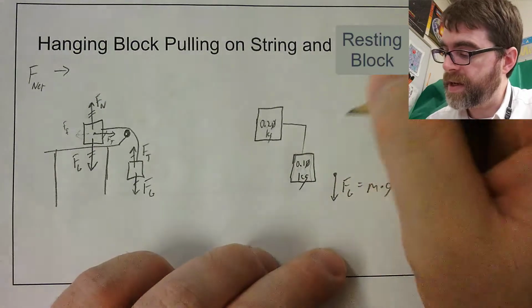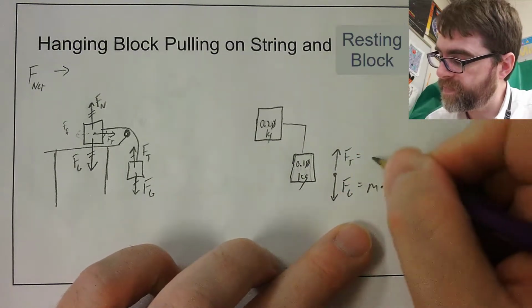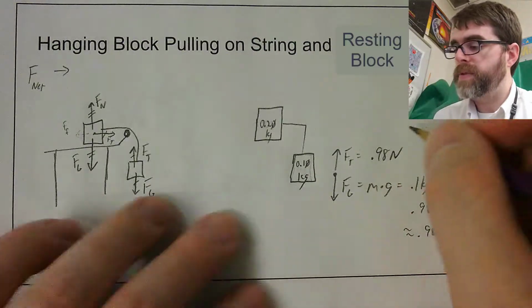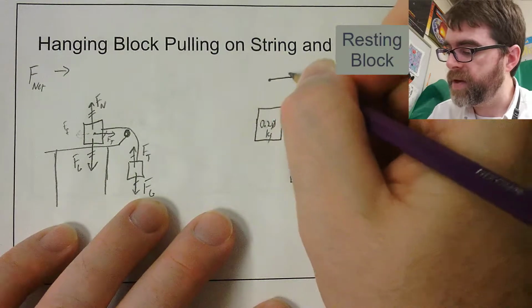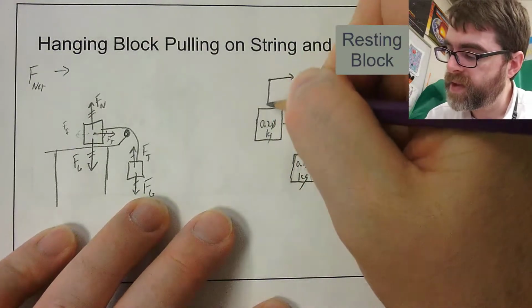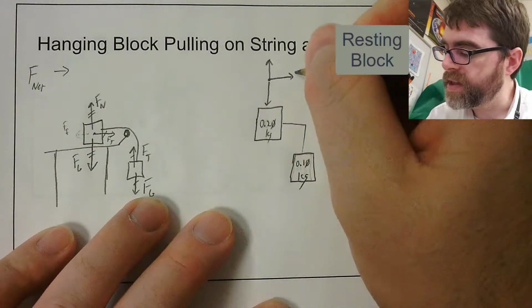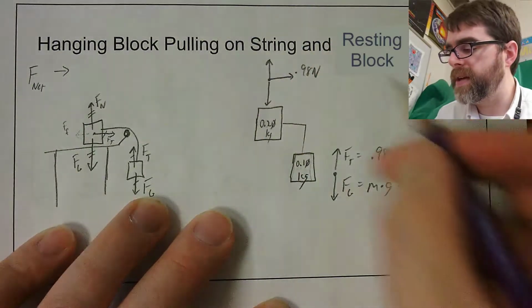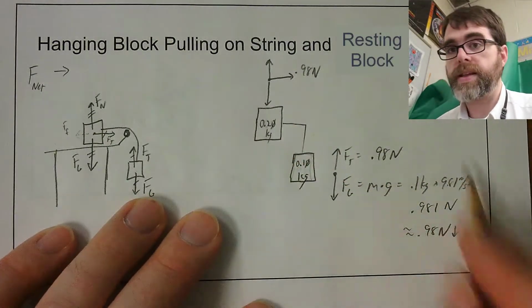That means that the tension up has to be the same, which means that this block over here, if I draw it as a free body diagram so I don't run out of room, is feeling a tension of 0.98 newtons to the right. We have this one as 0.2 kilograms. I could set this up here again.